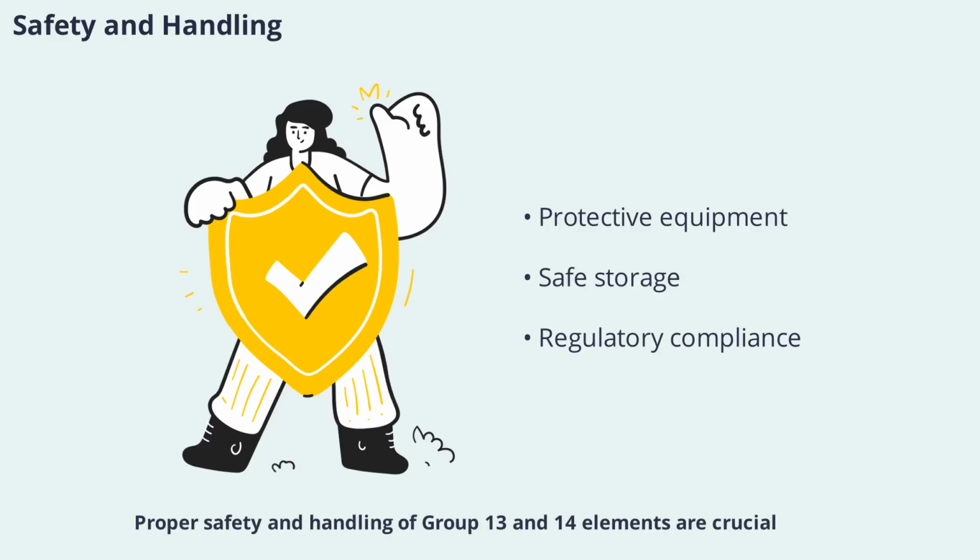Proper safety and handling of Group 13 and 14 elements are crucial, especially for toxic elements like lead and thallium. Protective equipment, safe storage, and adherence to regulations help prevent accidents and environmental contamination. Education on safe practices is essential for workers and industries dealing with these elements.